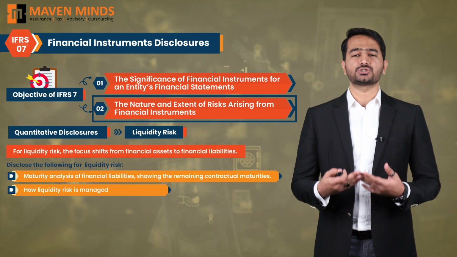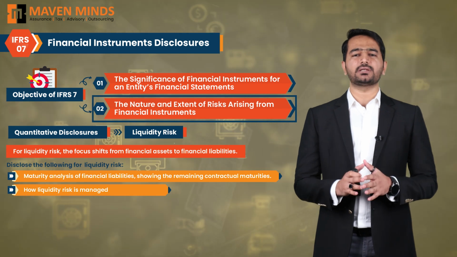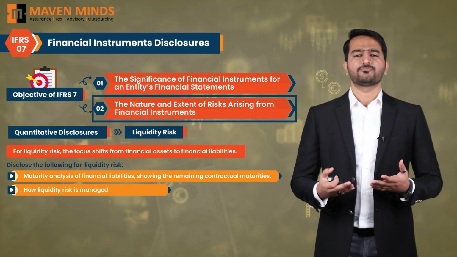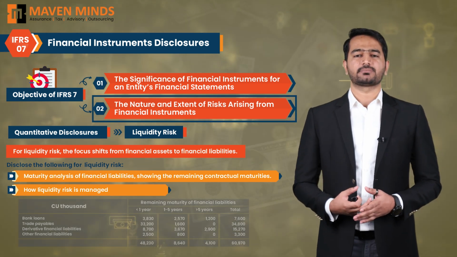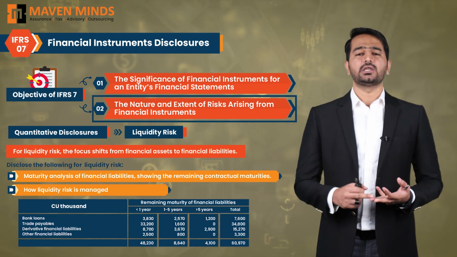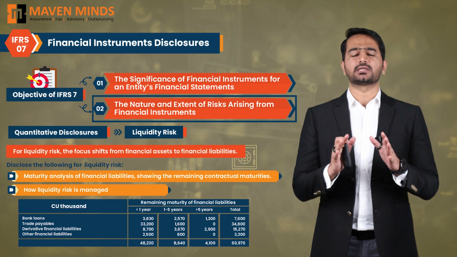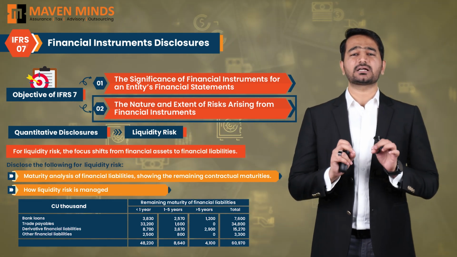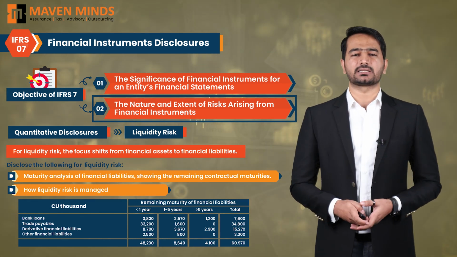When presenting the maturity analysis for the liquidity risk, you will need to group your financial liabilities by different classes and show when they are due. For example, you might break down your liabilities into time bands like due within 3 months, due within 1 year, and due within 2 to 5 years. It is up to your judgment to decide how detailed you want to be, but the idea is to give a clear picture of when your liabilities are needed to be settled.